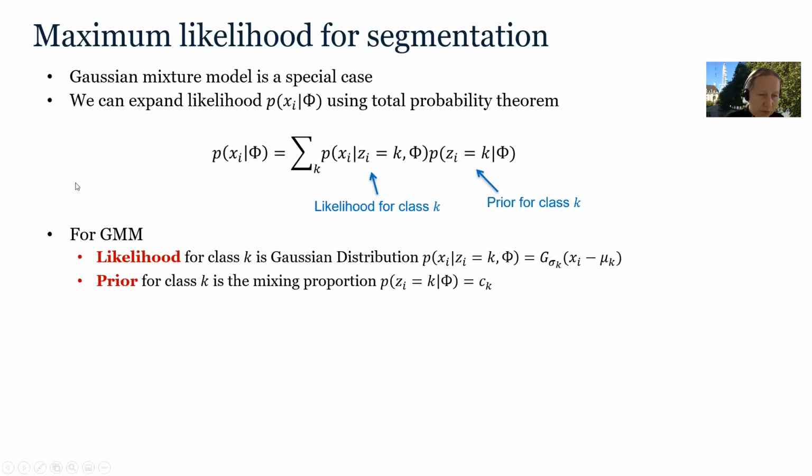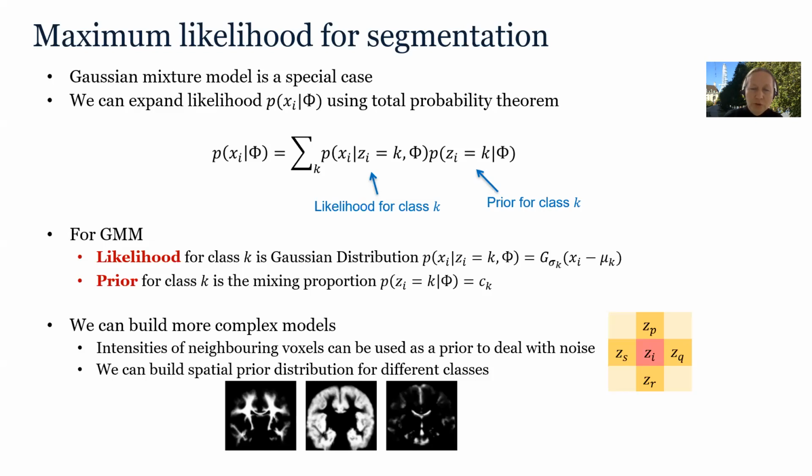Now in the Gaussian mixture model, we made particular design choices for these likelihood and prior terms. The likelihood term was a Gaussian distribution, I mean likelihood for each class. And the prior for each class was the mixing proportion. So we chose a constant prior. Now we can change these design choices and build more complex models. So for example, we could look at intensities of neighboring voxels to deal with noise, or we can localize more than 3 structures by including spatial prior distributions.